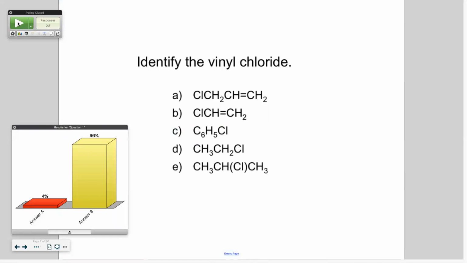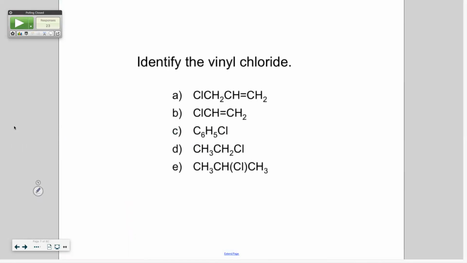Yep, it's B. What is A? What kind? The chlorine is on a carbon next to the double bond. So this one is allylic. I can spell today, barely, allylic.